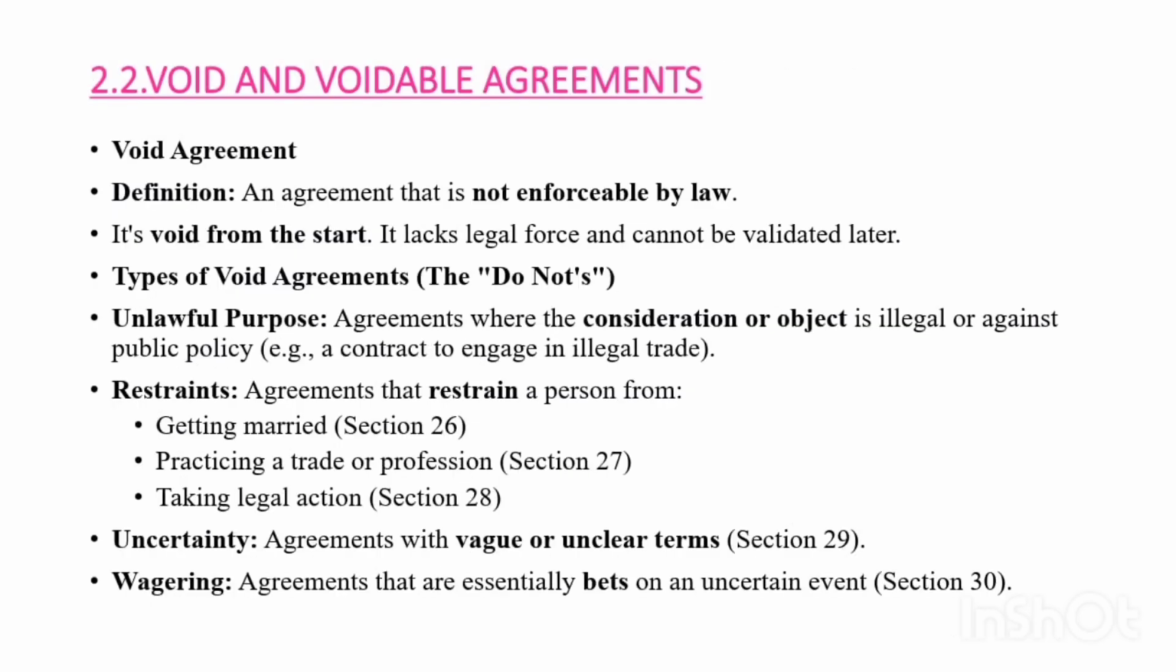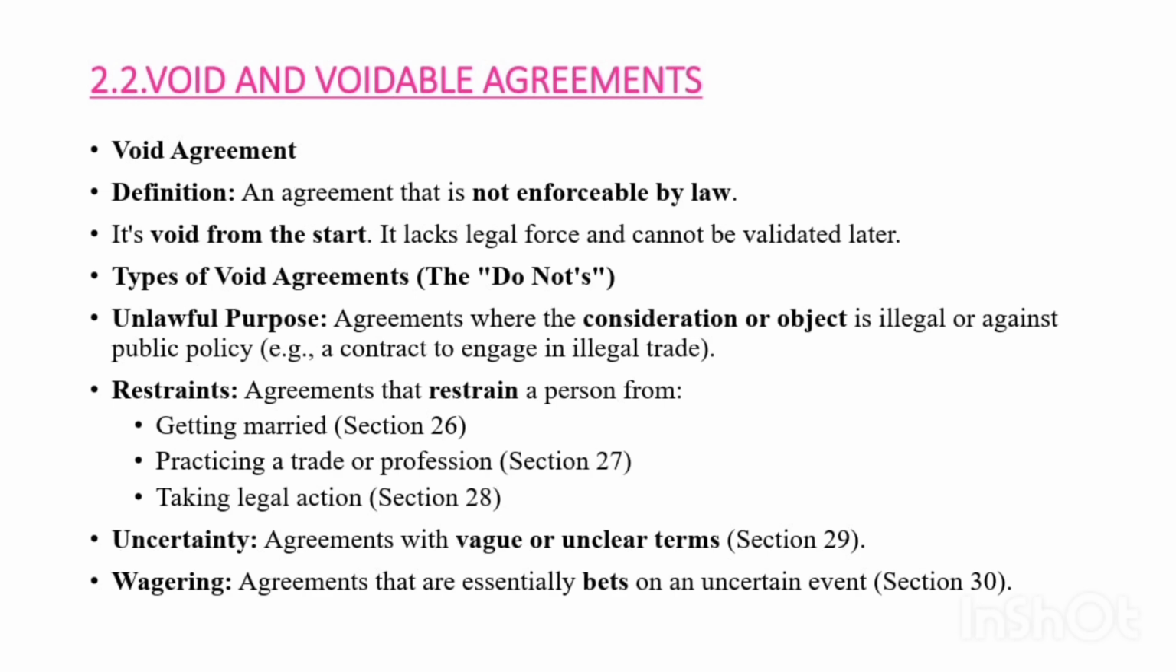Okay, the next chapter is void and voidable agreements. So now we are going to study void agreements, deals that are unenforceable by law. They are not just problematic, they have no legal force from the very beginning. There are many types of void agreements. The first one is if considerations and objects are unlawful in part, and that comes under section 24. Those agreements where the consideration or object is illegal or against public policy are considered void agreements. The second one is agreements without consideration. That comes under section 25, which we will discuss in our next slide. The next one is agreement in restraint of marriage.